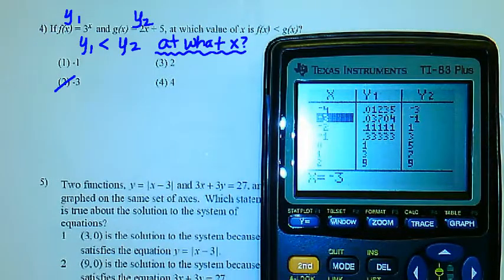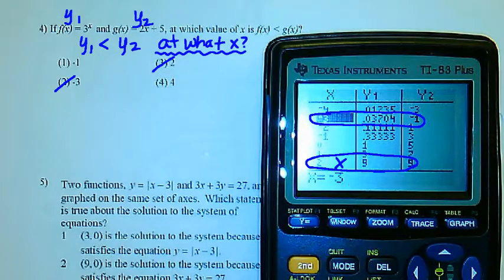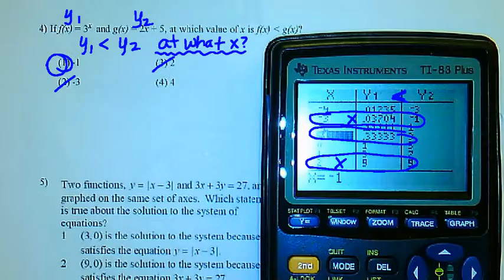At 2 we see they are the same. That doesn't work. So no, and we already did -3. I'm hoping you can see the answer, even though I haven't done it yet. If you look at -1, that's going to be our answer, -1. Again, I wanted y1 to be less than y2, so that happens at -1.